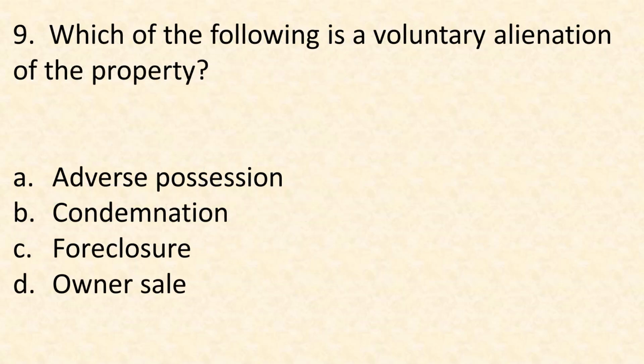Number 9. Which of the following is a voluntary alienation of the property? A, adverse possession. B, condemnation. C, foreclosure. Or D, owner sale? Our answer is D, an owner sale. Voluntary alienation is the legal term for the voluntary transfer of title, such as when the owner sells the property.